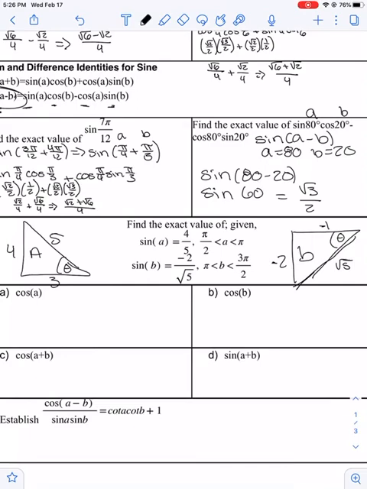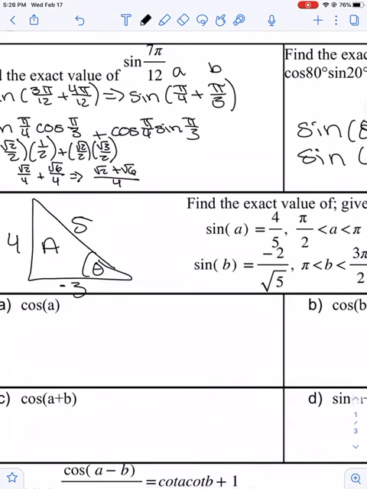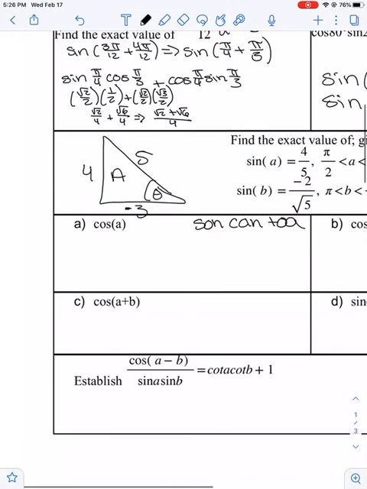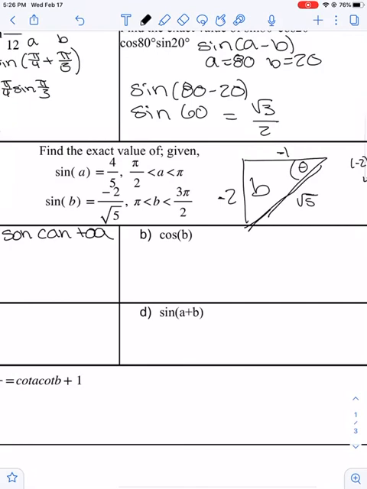Alright, so in our first question, they're asking us, what is the cosine of A? And we're going to look at our A triangle and just find the cosine. So cosine is the adjacent over the hypotenuse, and it looks like I forgot to put that negative on the 3. Because that's in our second quadrant, and cosine is negative in that second quadrant. Okay, so looking at this, the cosine, using SOHCAHTOA, is the adjacent over hypotenuse. So that would be negative 3 over 5.